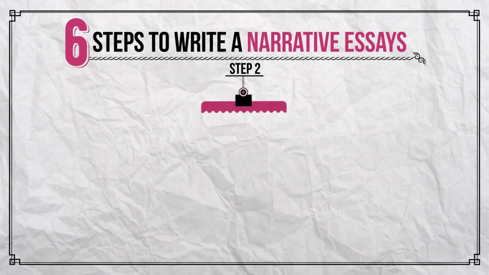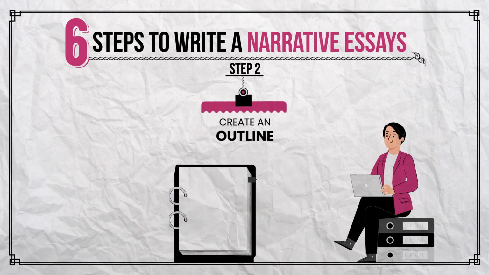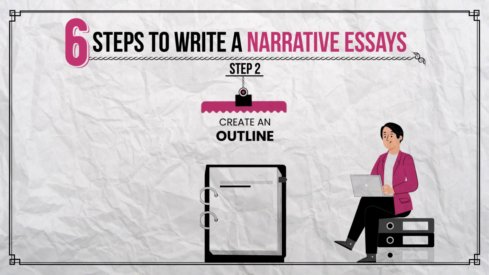Next, create an outline for your essay. This will help you organize your thoughts and ensure that your essay has a clear structure. Start by writing a thesis statement, which should be a brief statement of what your essay is about. Then, create an introduction, body paragraphs, and conclusion.